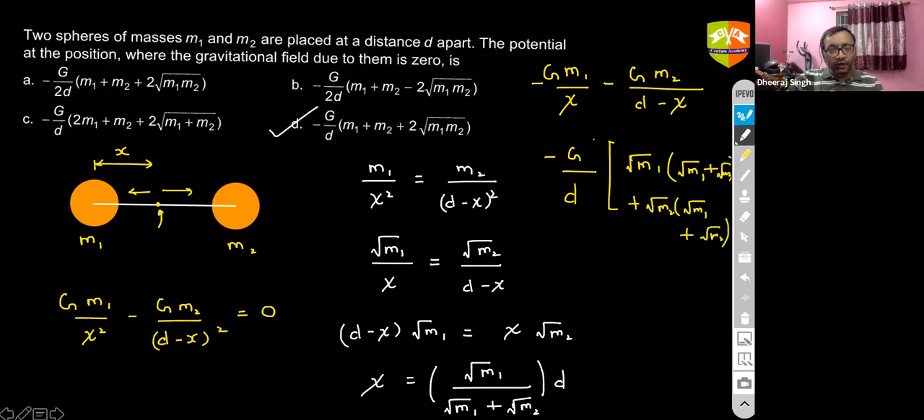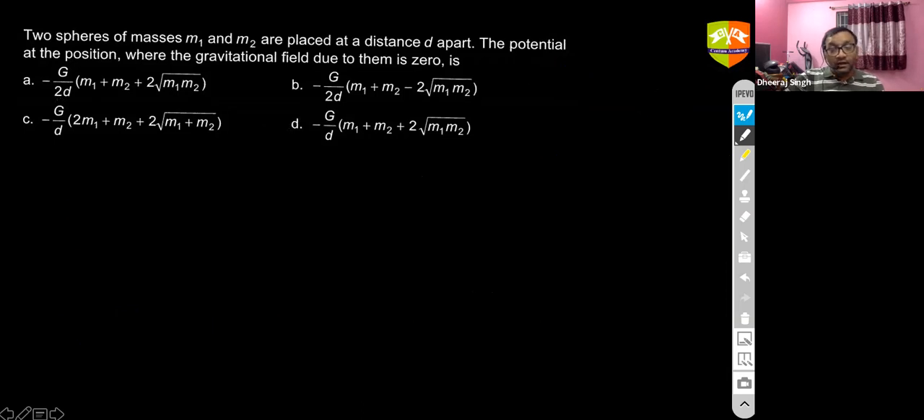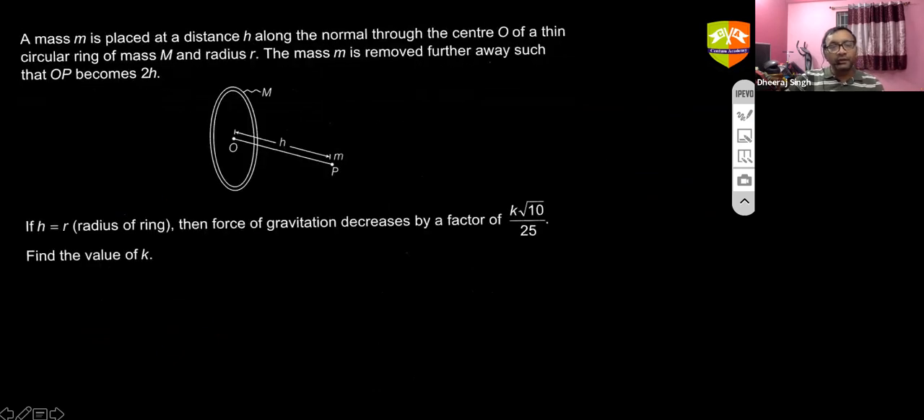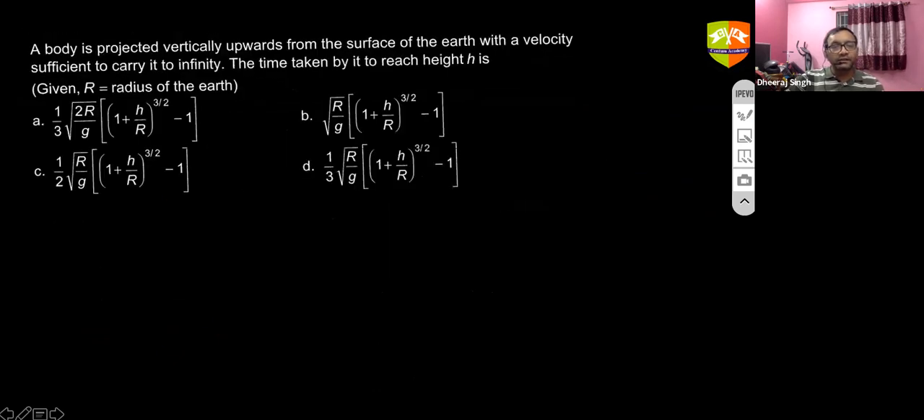Yes or no? Anybody got D? Yes, Vaibhav and Hariran got it. What is the difference between this and that? Oh, there's a factor of 2. There's no factor of 2. Aditya, how come you got 2 in the denominator? You cannot afford to make mistakes on simple questions. Understand that.